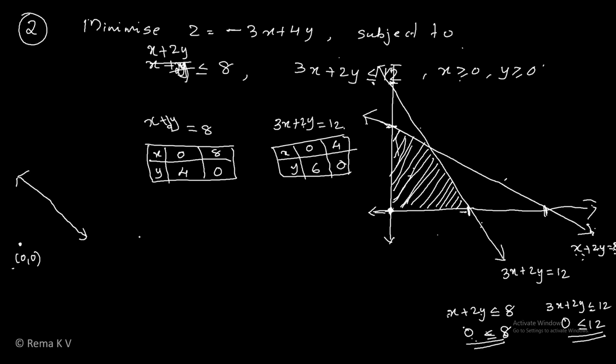Now you have to find the corner points. The next step is to find the corner points and then the corresponding value of Z. So which are the corner points here? Which is this one?